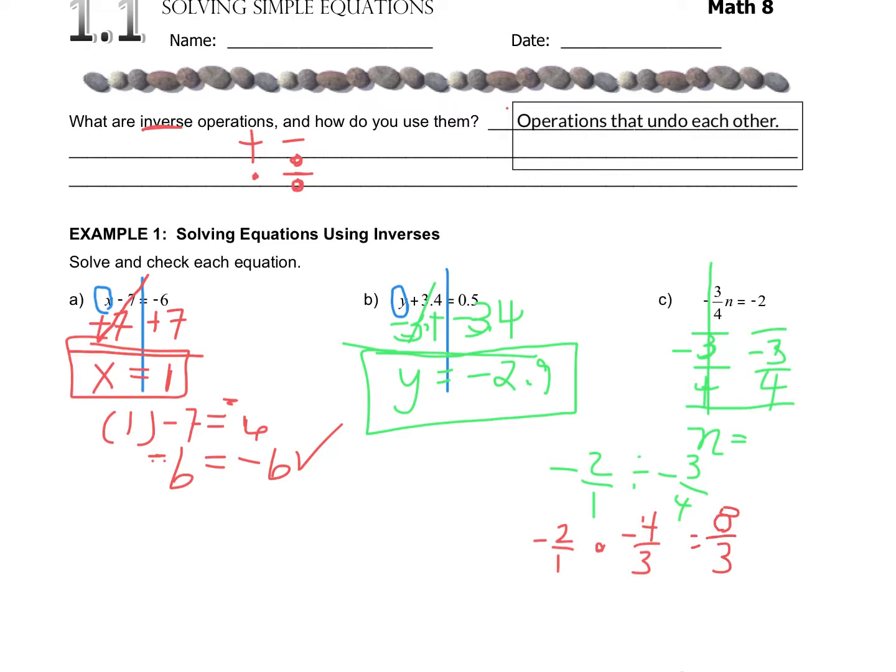So there's my answer. I don't need this to turn into 2 2/3. I don't need it to become a decimal. I'm very happy with an improper fraction where the numerator is greater than the denominator, as long as it's reduced as far as it can go. So n equals 8/3 is my answer. Do not turn it into 2.6 repeating or 2 2/3. 8/3 is our best answer for now.